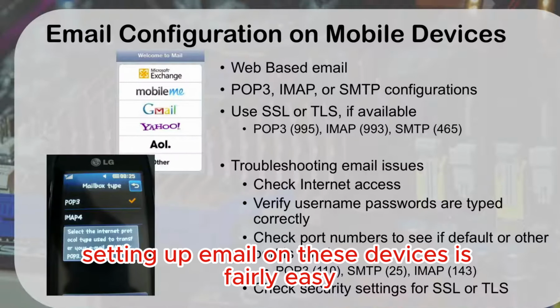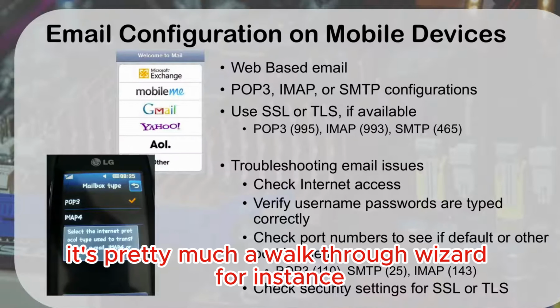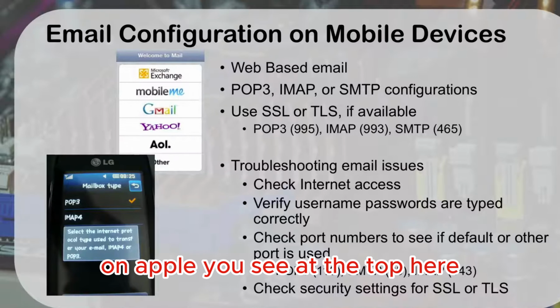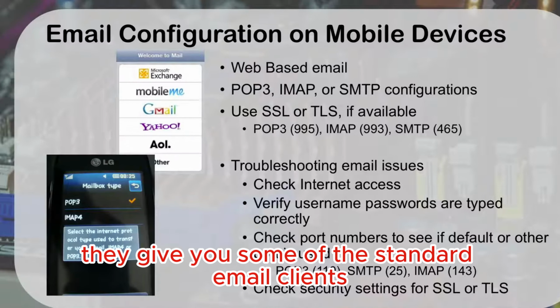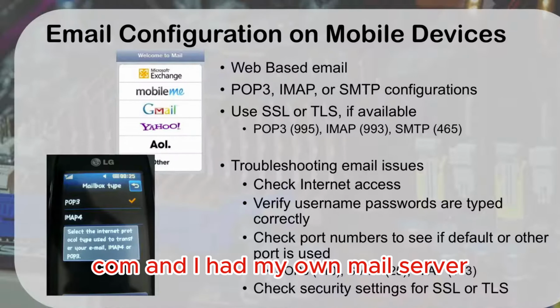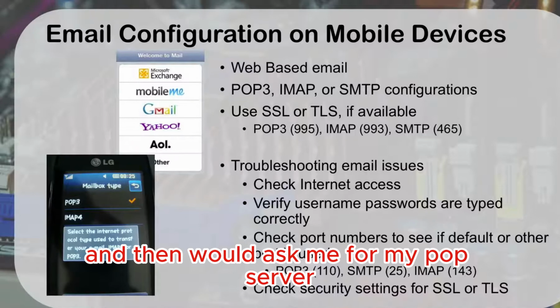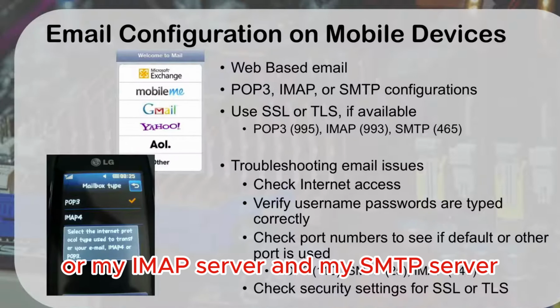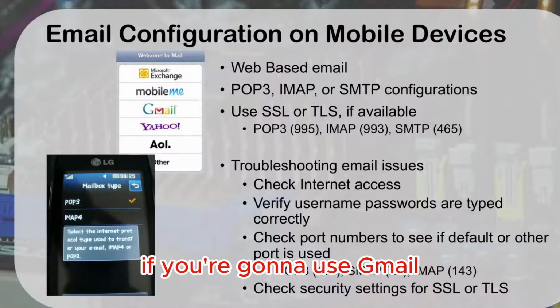Generally, setting up email on these devices is fairly easy. It's pretty much a walkthrough wizard. For instance, on Apple, you see at the top here, they give you some of the standard email clients, and then they have other. And so if I was going to use, say, jasondion.com, and I had my own mail server, I would click on other, and it would ask me for my POP server or my IMAP server and my SMTP server. If you're going to use Gmail, it's real easy.